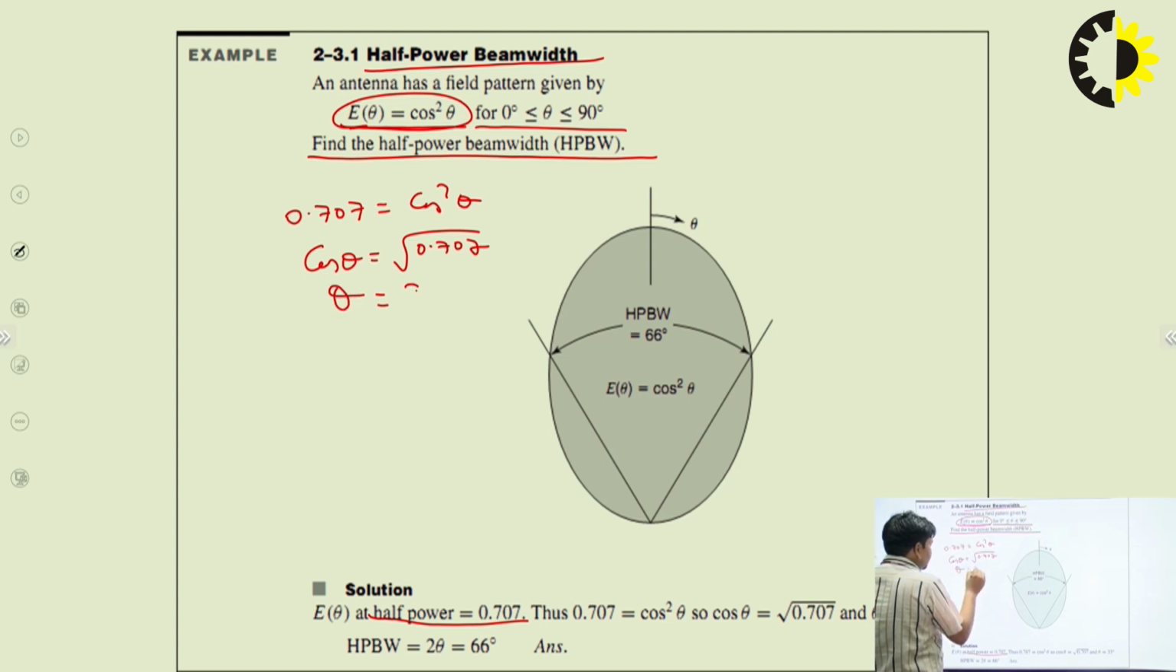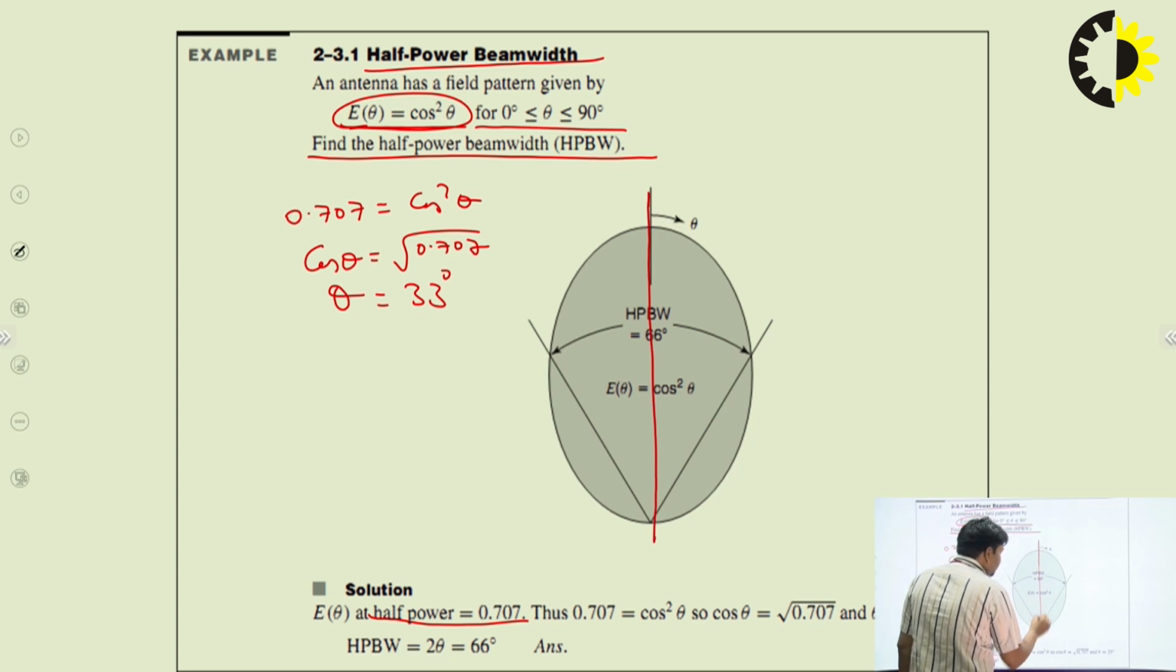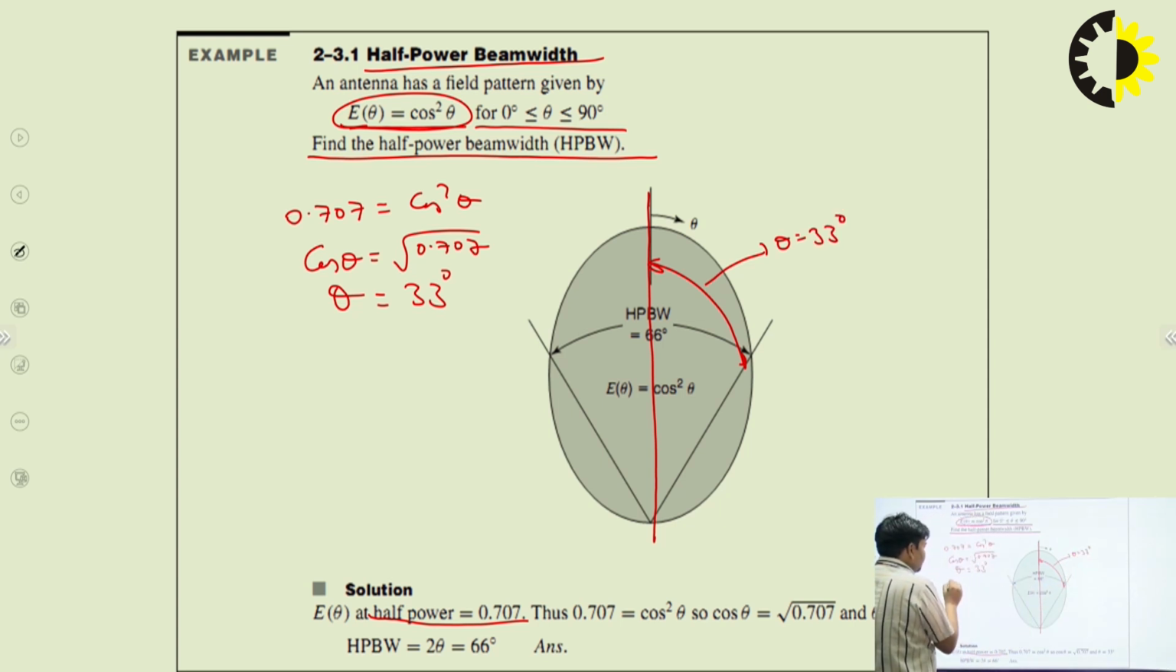Then theta is equal to 33 degrees. This theta of 33 is the half angle. So the total half power beamwidth is 2 theta, or 2 into 33 degrees, which is 66 degrees. So if the electric field pattern in terms of theta and phi is given, we easily calculate the half power beamwidth.